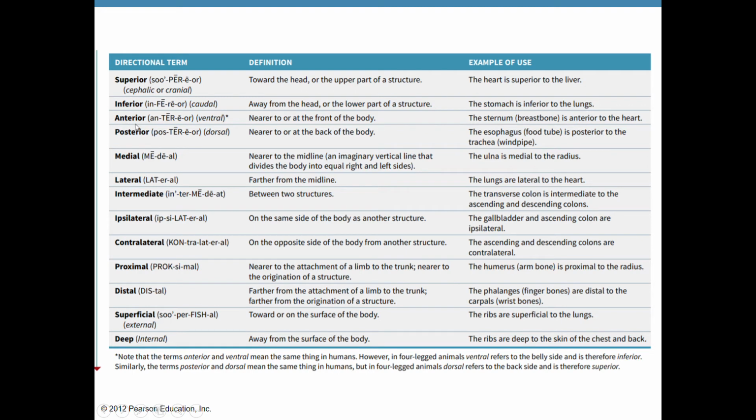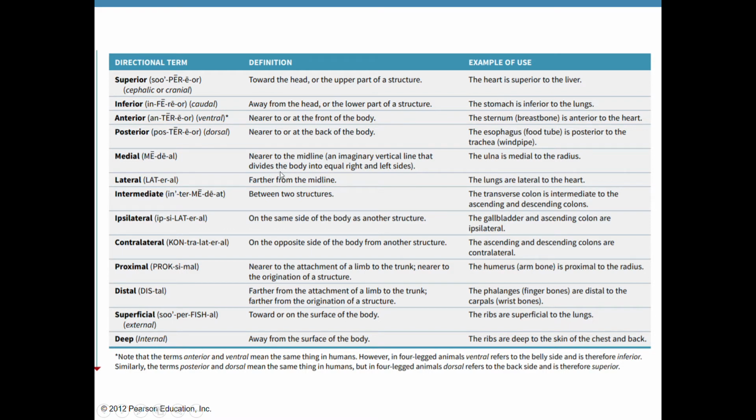Next, anterior, front or nearer at the front. Posterior, at the back of the body. So anterior: the sternum is anterior to the heart. The sternum is in front of the heart. Posterior, nearer to the back of the body. So the esophagus is posterior to the trachea, or the windpipe.